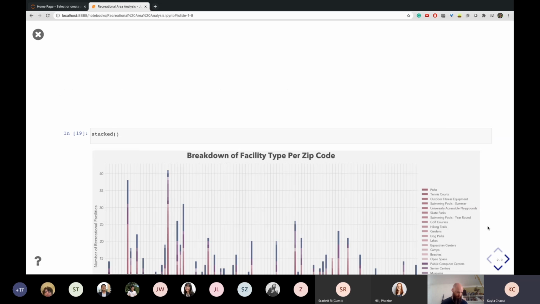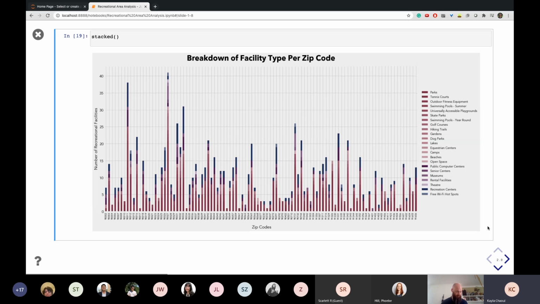Using the findings of the tree plot and the visualization of a zip code bar chart, this stack graph shows the distribution of facility types across the zip code. The main purpose of the color shades is to show proportions. For example, the tall dark maroon and dark blue bars show that parks and recreation centers comprise most of the facilities within the zip code.